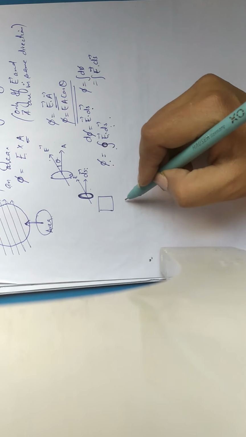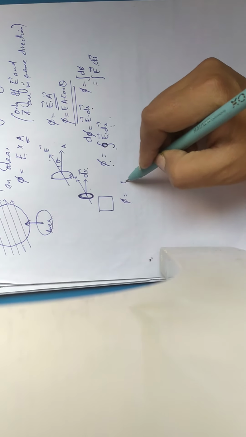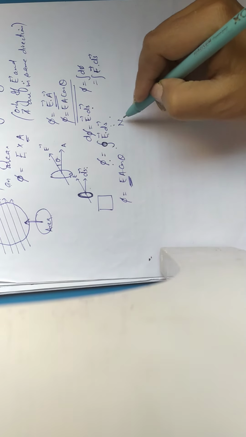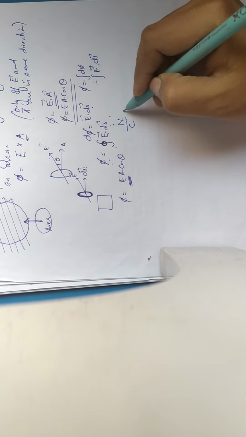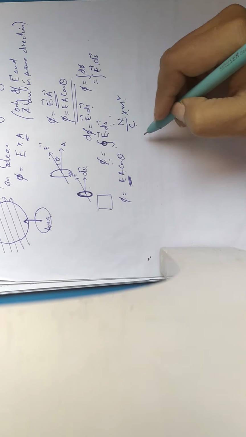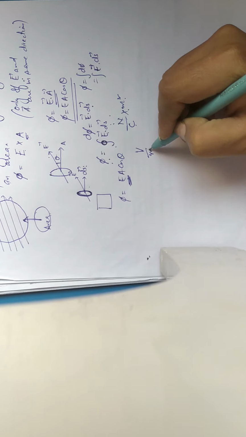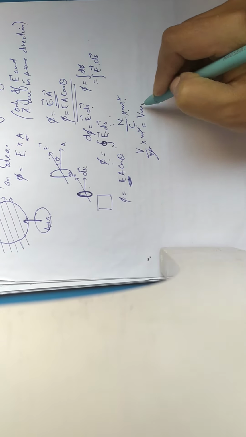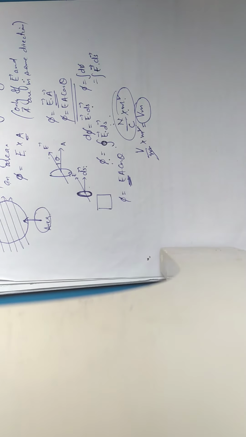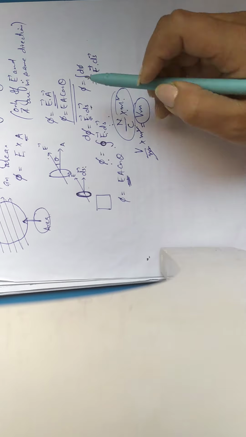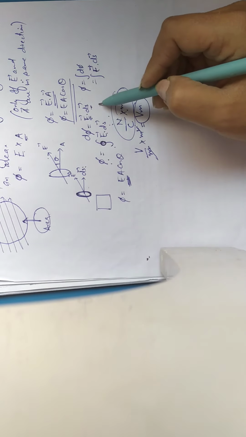Now what are the units of electric flux? Since it is E A cos theta, the angle has no unit, electric field units are Newton per coulomb, and area is meter square, so Newton per coulomb meter square. Or the other unit of electric field is volt per meter, and area is in meter square, so one meter gets cancelled, giving volt meter. Both are units of electric flux, and it is a scalar quantity because it is the dot product of electric field and area vector. Dot product is always scalar.